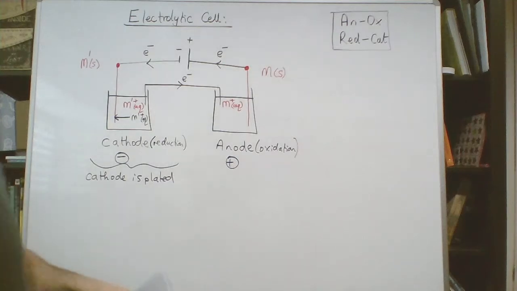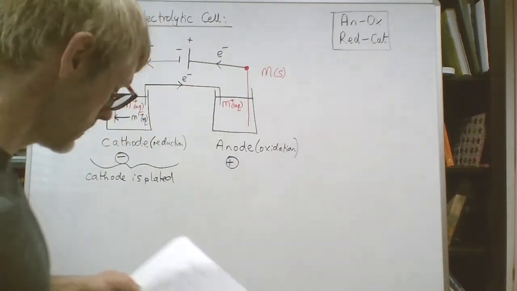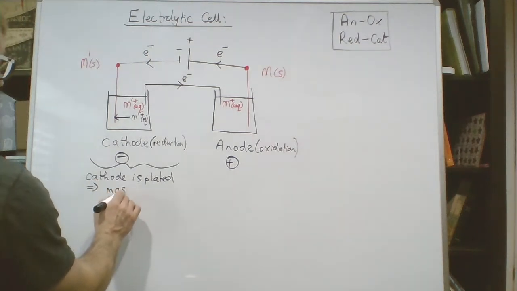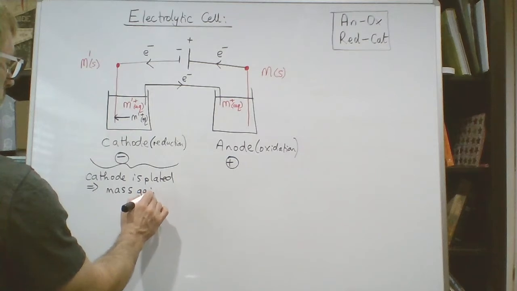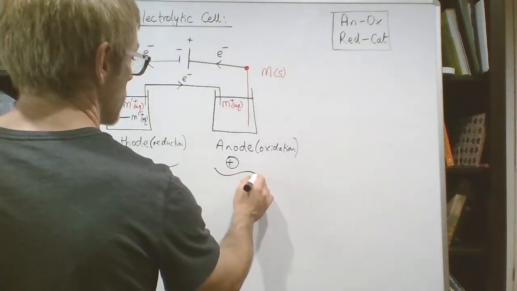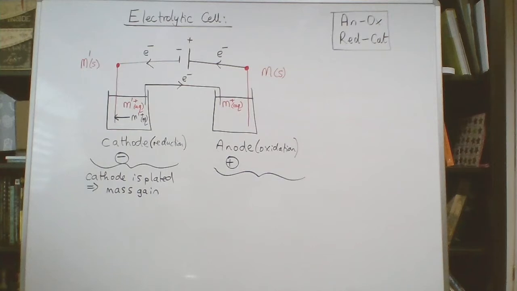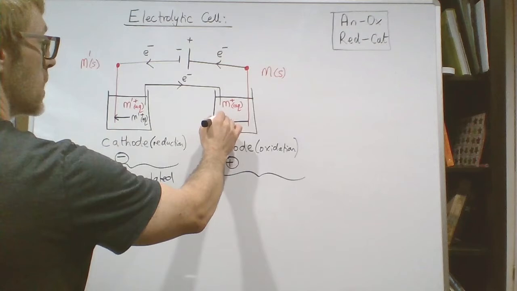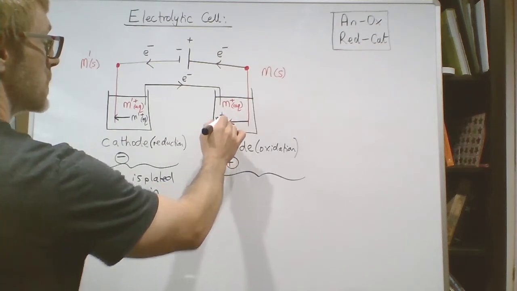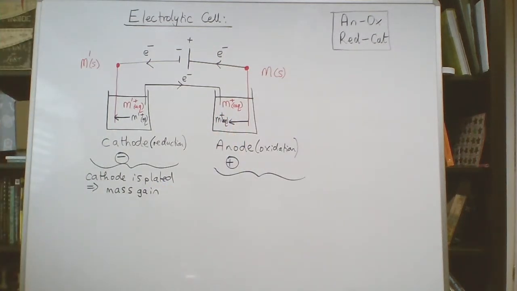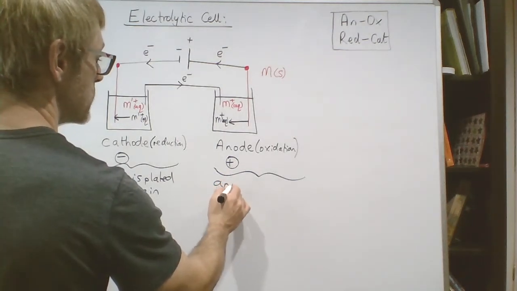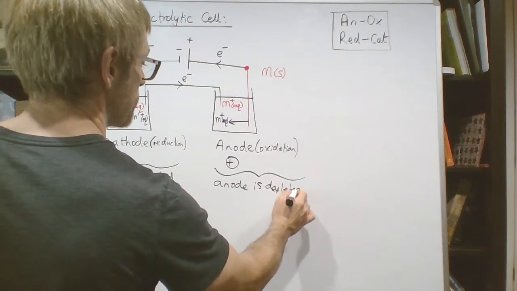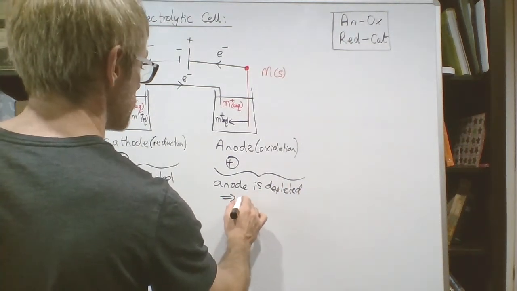So recall from the galvanic cell, the cathode was also plated. The cathode is always plated. So there's a mass gain. If we look at the anode, then the anode is going to lose M plus aqueous. It's going to lose mass in the form of M plus aqueous. So the anode is depleted. And this is a mass loss.